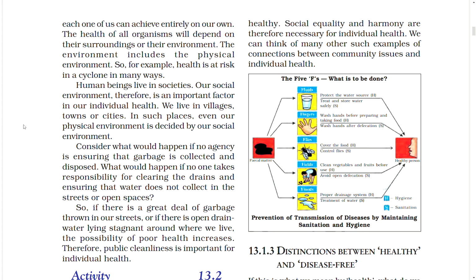Fields: clean vegetables and fruits before use (H). Avoid open defecation (S). Floods: proper drainage system (H). Treatment of water (S). H for hygiene, S for sanitation. Healthy person: prevention of transmission of disease by maintaining sanitation and hygiene.